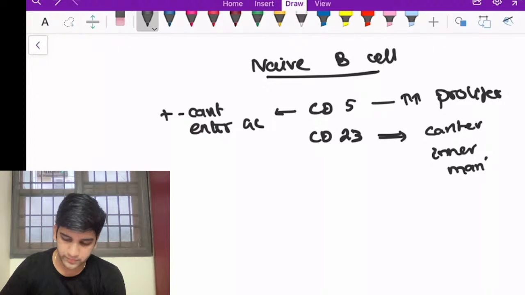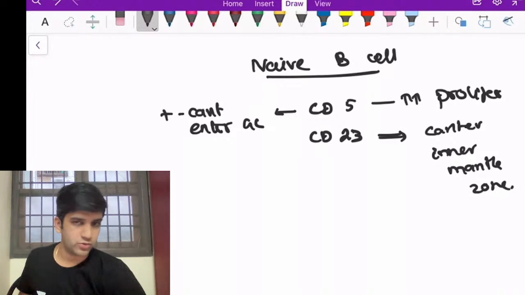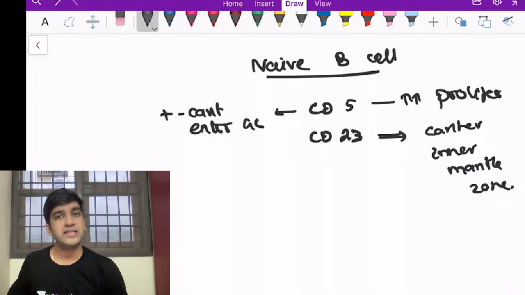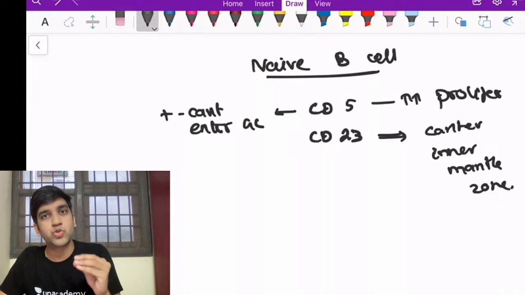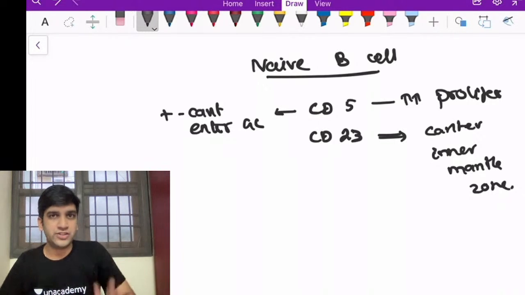Okay? It will not be able to enter an inner mantle zone. That's what happens with CD23, right? Hopefully the charge stays for long. Okay? So in other words, whenever my cell gets exposed to a subthreshold stimulus or a self-antigen, CD23 will be gone. Whenever my cell gets exposed to a pathogenic antigen, like streptococcus, CD5 will be gone, right? Then they can enter my germinal center, right?